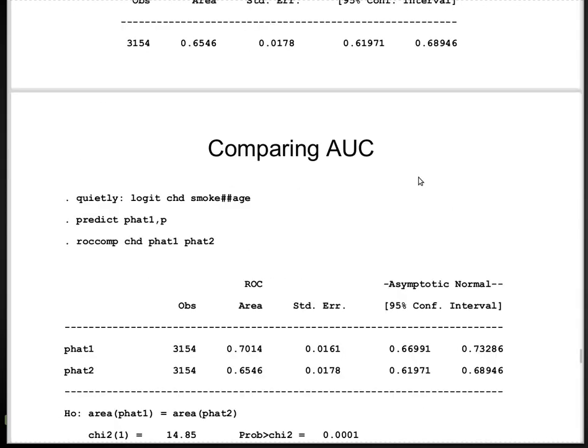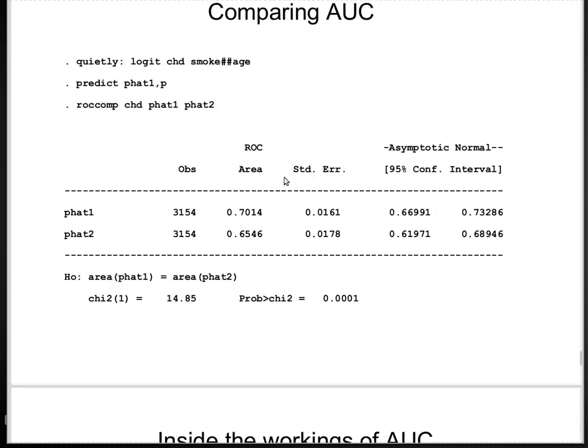Then we could say, well, what about that model where we had all of the different combinations of the age and smoking status? In other words, the model that corresponded to that stratified analysis we did earlier. Well, it turns out that if we did so, we would get a slightly higher AUC estimate. We get an estimate of 70. Here we get an estimate of a bit more than 65.